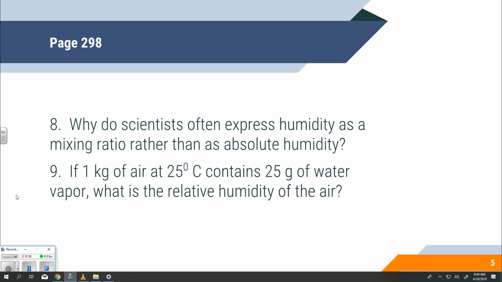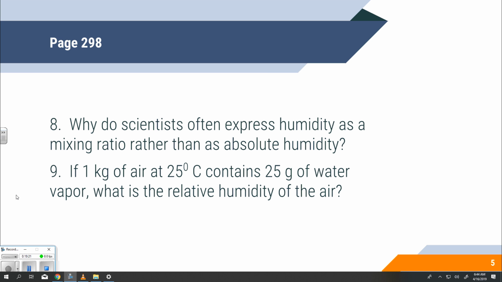Relative humidity. Scientists also express the amount of water vapor in the air by measuring relative humidity. To calculate relative humidity, scientists first measure the amount of water vapor in the air. Then they determine the amount of water vapor necessary to reach saturation. Relative humidity is the ratio of those two numbers. For example, at 25 degrees Celsius, air is saturated when it contains 20 grams of water vapor per 1 kilogram of air.